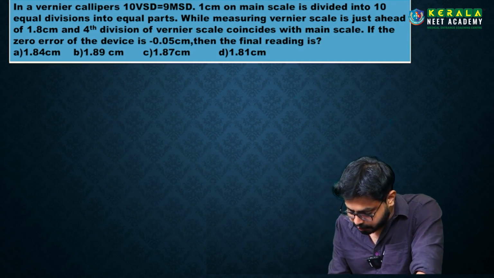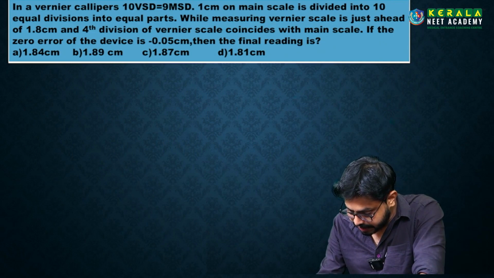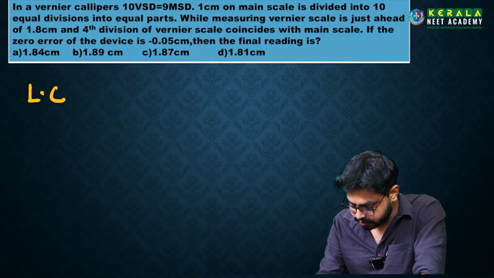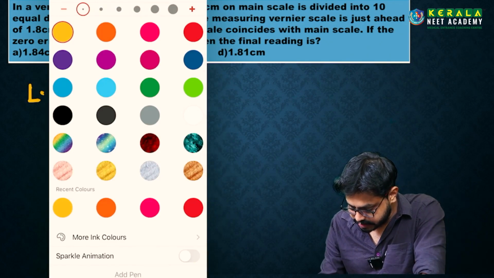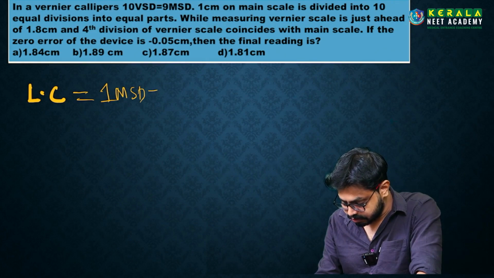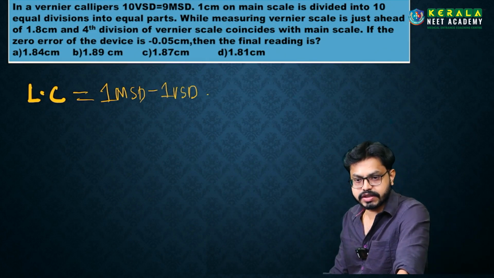Okay? So first we have to find the least count. What is the equation of least count? 1 MSD minus 1 VSD. Correct? That is the equation of least count.